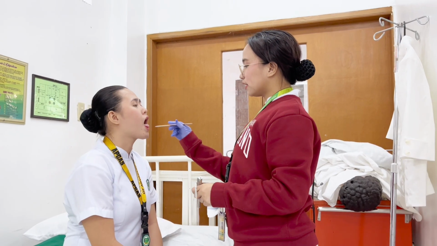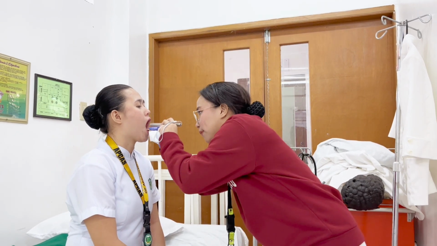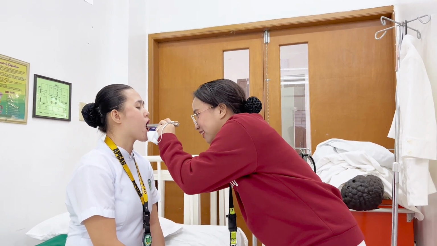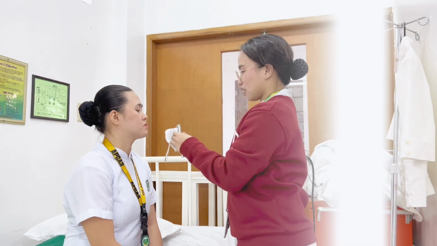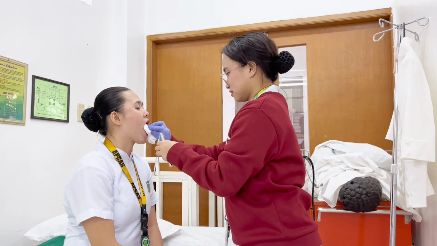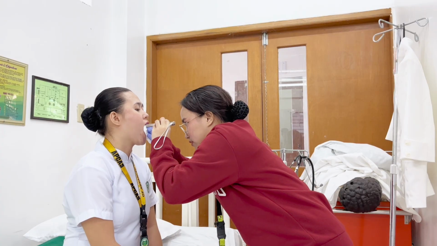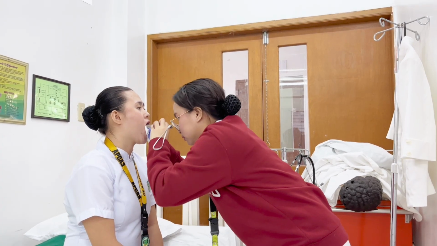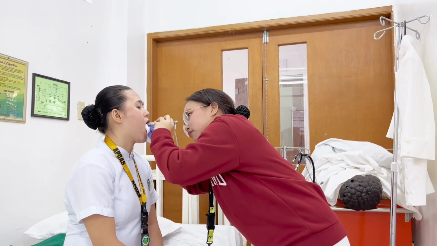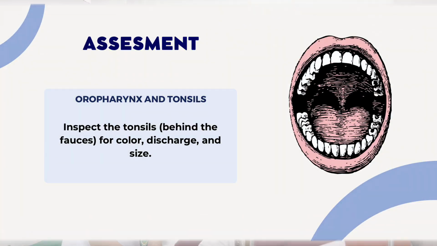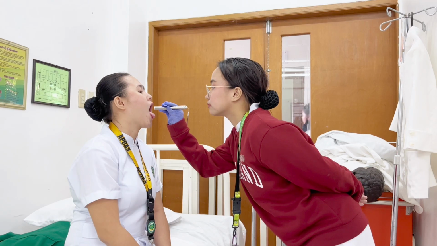Inspect one side at a time to avoid eliciting the gag response. To expose one side of the oropharynx, press the tongue depressor against the tongue on the same side, halfway back, while the client tilts the head back and opens the mouth wide. Use a penlight for illumination as needed. Inspect the tonsils behind the fauces for color, discharge, and size.